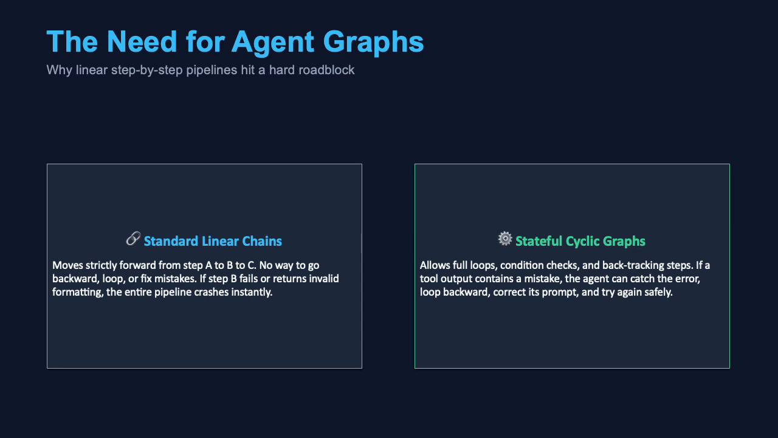But now let's imagine a harder task. What if you ask your AI agent to write a Python computer game for you? The AI writes the code at station A, then at station B, a code tester tool runs it and says, oh no, there's a syntax error on line 4. In a standard straight line chain, the train has no way to turn around. It can't go backward. So what happens? The entire program crashes. It's a dead end and your project breaks.